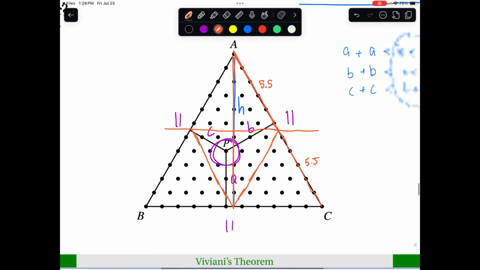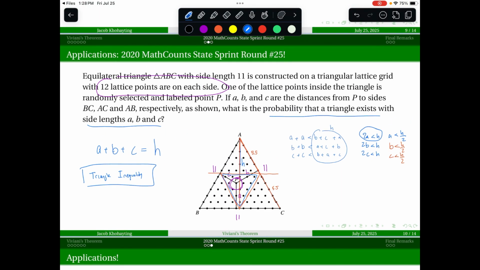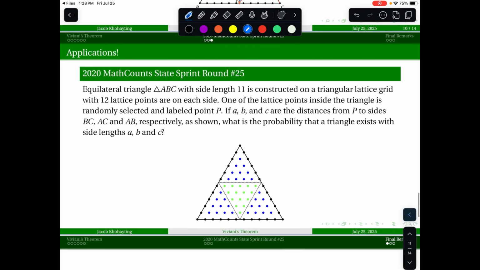So we basically just want to find the probability that P is one of those selected points. Here we have a better diagram for us to visualize. With Viviani's theorem and the triangle inequality, we were able to narrow this problem down and make what we want to find a little easier. That's what's great about the method we're taking. We're not done yet.